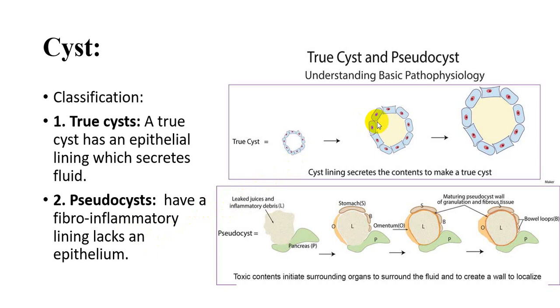Here we can see the true cyst lined by an epithelium, while the pseudocyst, for example, pseudocyst of pancreas, occurs following acute pancreatitis, where the fibro-inflammatory material wall of the exudate forms the cyst. The pseudocyst lacks an epithelial lining.